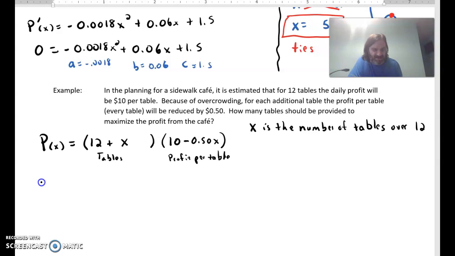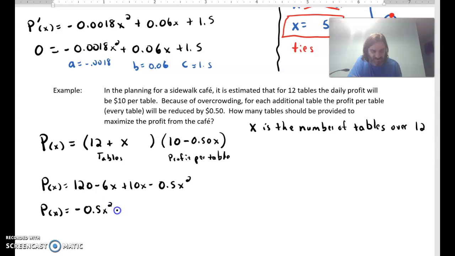So let's kind of clean this up. We're going to fold this out. So we'll have 120 minus 6x plus 10x minus 0.5x squared. I'll collect like terms and rearrange. So profit will be negative 0.5x squared plus 4x plus 120.